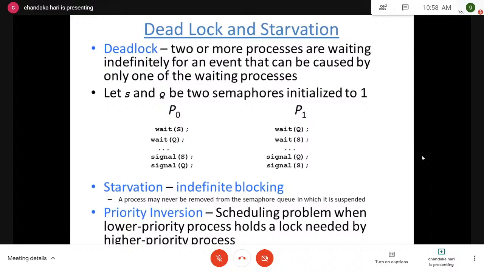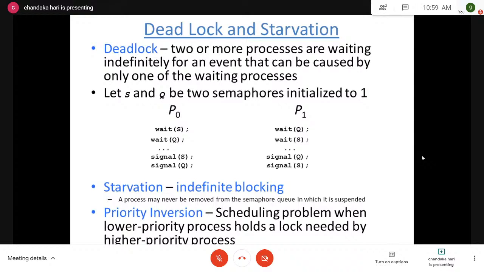Let us take an example. There are two semaphore variables, S and Q, initialized with 1, and there are two processes running in my computer system, P0 and P1. Both P0 and P1 require the S and Q semaphore variables.